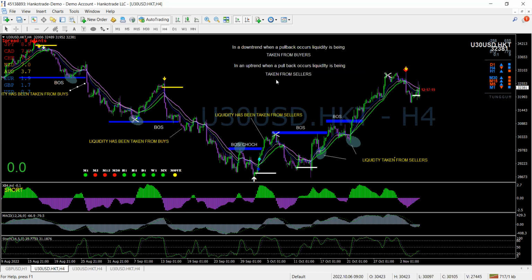So just kind of say this to yourself when you're analyzing the chart to better understand. In a downtrend, when a pullback occurs, liquidity is being taken from buyers. In an uptrend, when a pullback occurs, liquidity is being taken from sellers. Hope that clears things up about the break of structure.